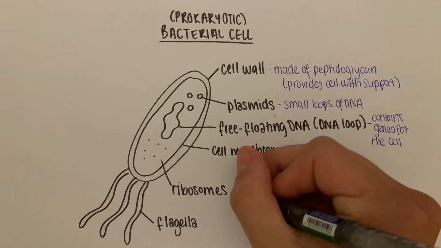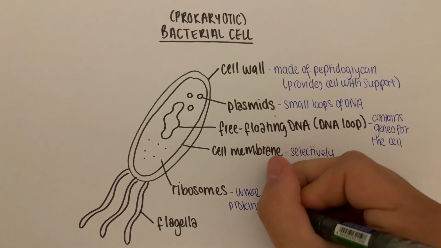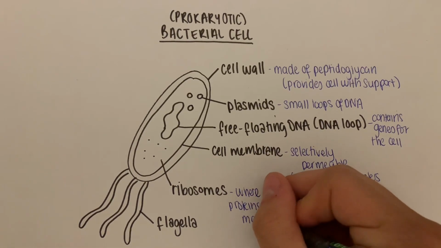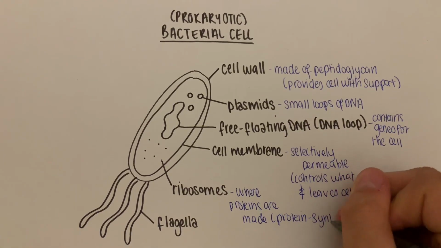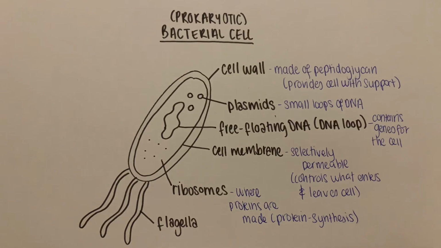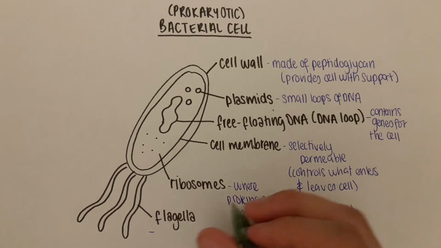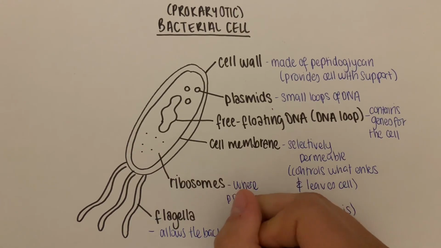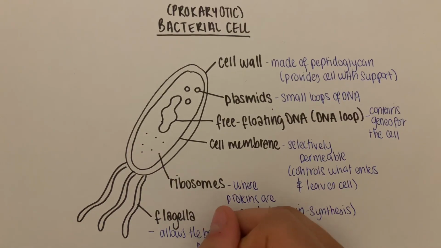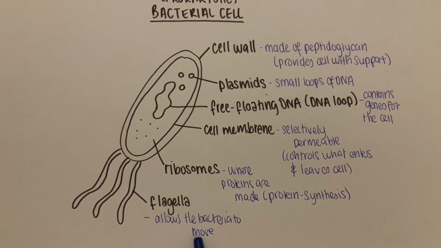Then we have ribosomes, which are, as I said, where proteins are made. And this is known as protein synthesis. And then last, guys, we have the flagella. Now, obviously, like I said, you probably haven't heard of this word, but the flagella allows the bacteria to move. So because bacteria are unicellular, they need something that causes them to move.